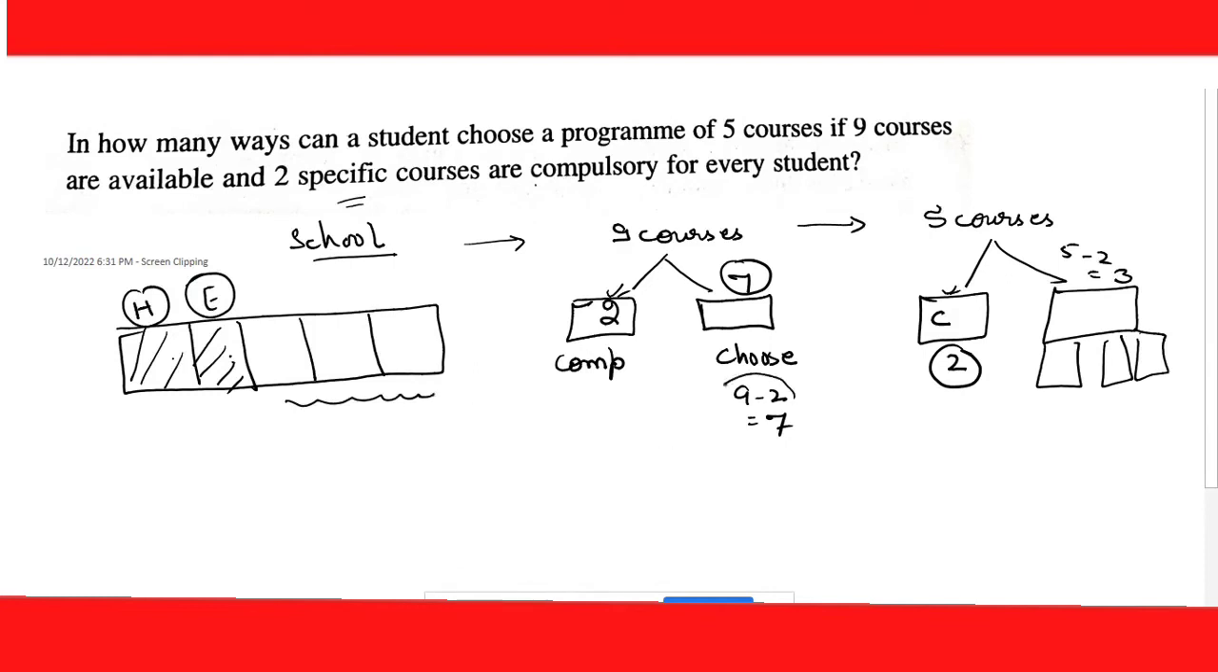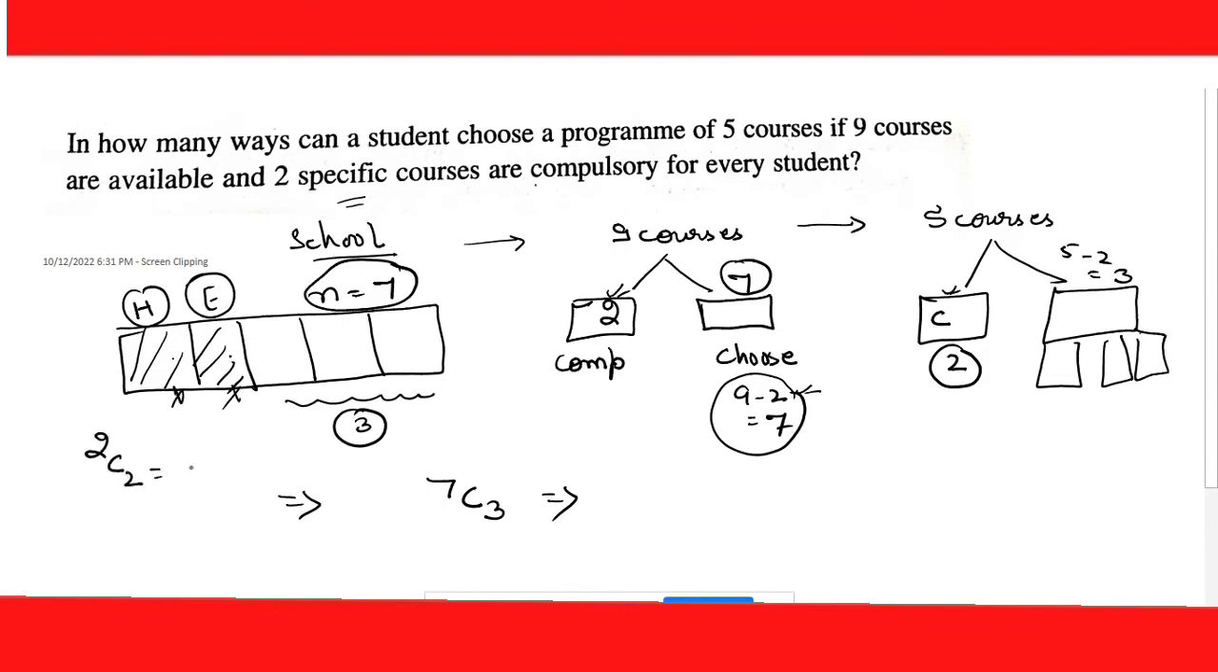How many choices are there? How many sample spaces are there? We have 7 courses available, from which we have to choose only 3. So what is the answer? 7C3 only. Find out the answer. Because these are compulsory, there's no need to find them out, because it becomes 2C2 and its answer is 1.